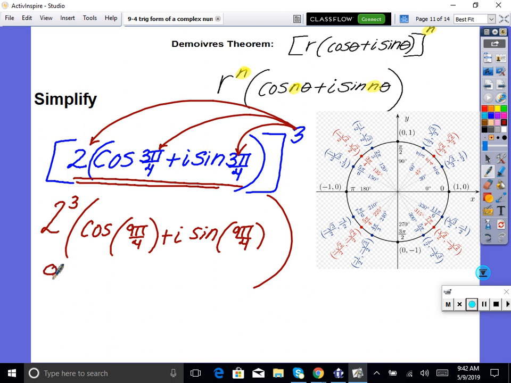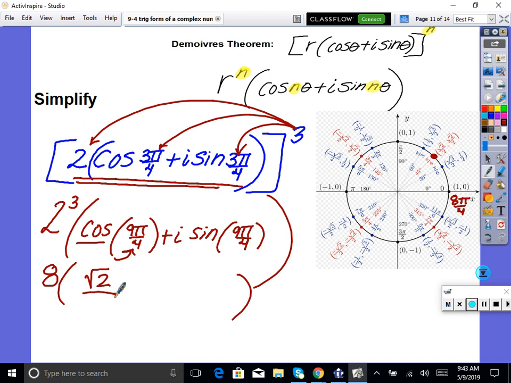So 2 to the 3rd is 8, parentheses. The cosine at 9 pi fourths, you'd go to 9 pi fourths on your unit circle. Where is 9 pi fourths? You're saying this is 8 pi fourths, which is 2 pi, that's why going 1 more pi fourths would put us here. Cool, so the cosine at 9 pi fourths is root 2 over 2.